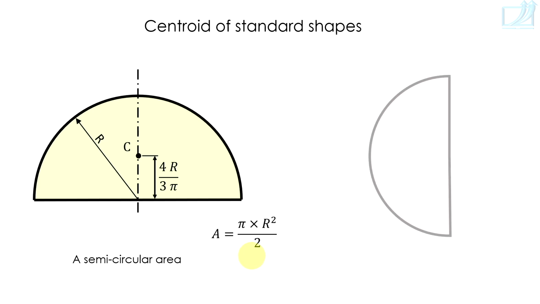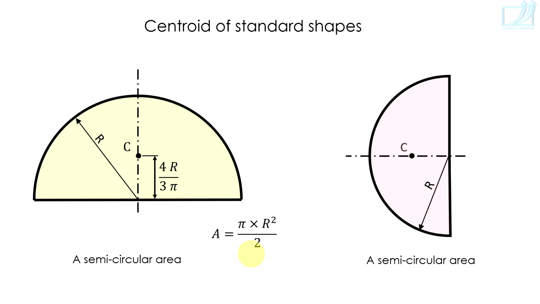Now here is a semicircular area. Here it is axis of symmetry. R is the radius of the semicircular area. What do we know? Centroid of a semicircular area lies on its axis of symmetry, on the axis of symmetry at a distance 4r by 3 pi from its straight edge.